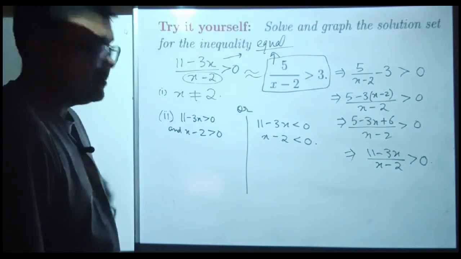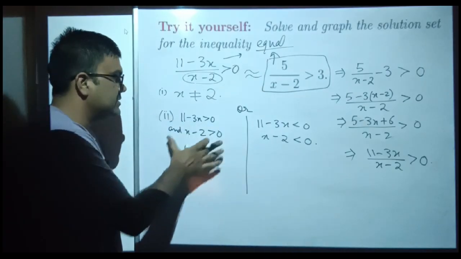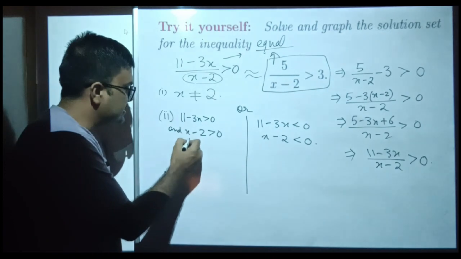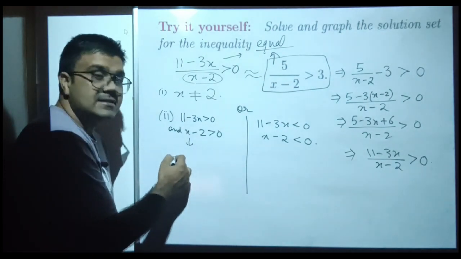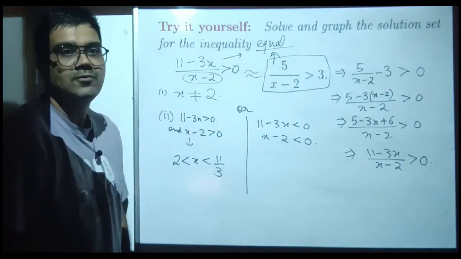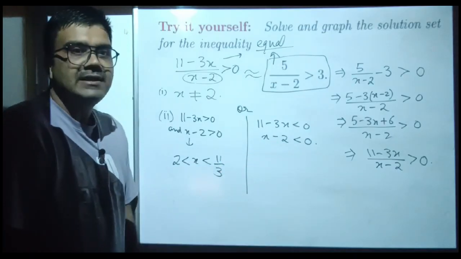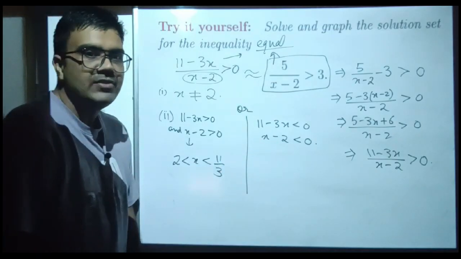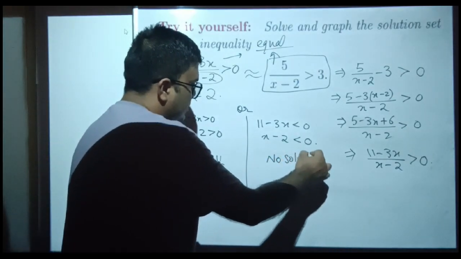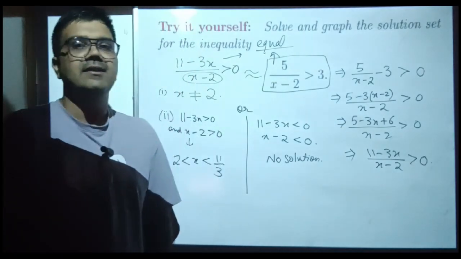So when you solve these, try it on your own. Try to solve both these inequations, plot them on the number line, and look at the answer that you obtain. In this case, the answer you will obtain is 2 is less than x is less than 11 by 3. When we are talking about this other condition, we will see that there is no solution in this case. You can try on your own.